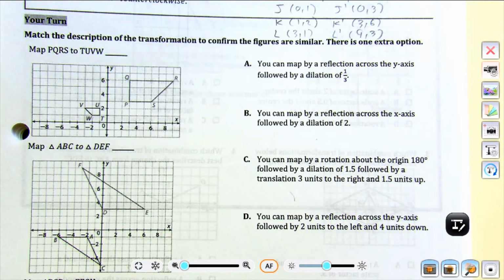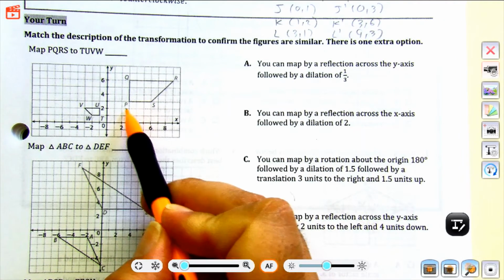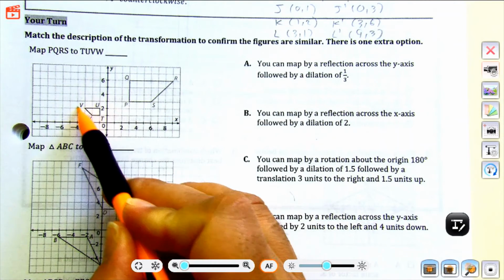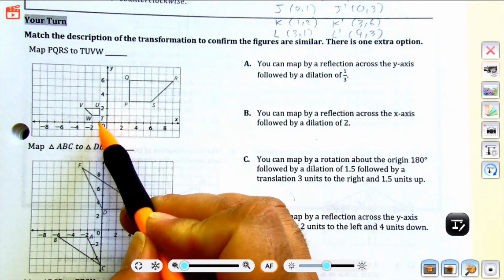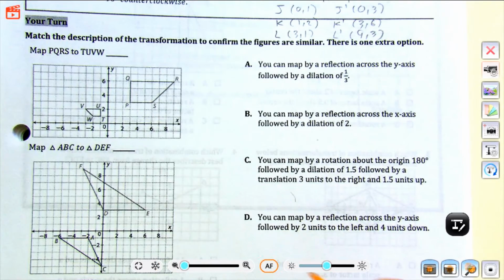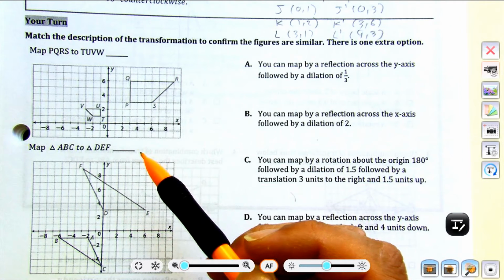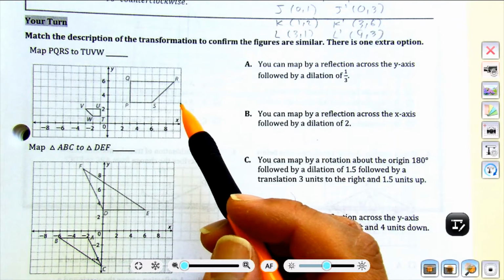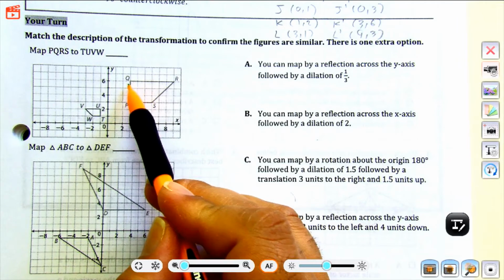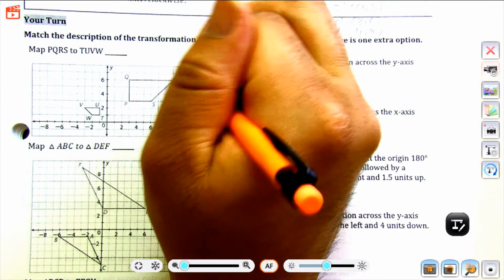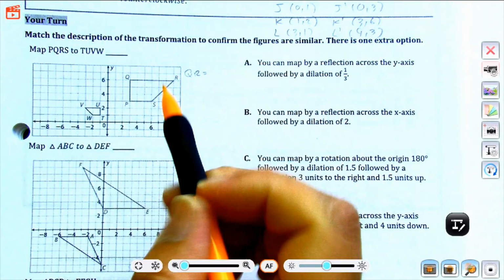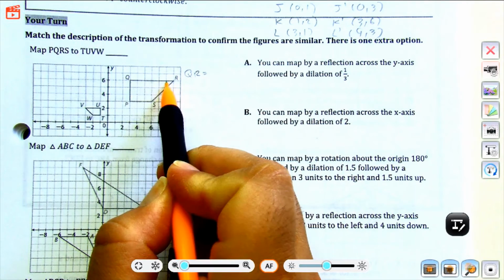So let's look at the first problem. Map PQRS to TUVW. So here is PQRS and here is TUVW. Let's look at a side and let's try to find the scale factor for this one. So what I'm going to be doing is looking at side P, or let's look at QR. QR is 1, 2, 3, 4, 5, 6.